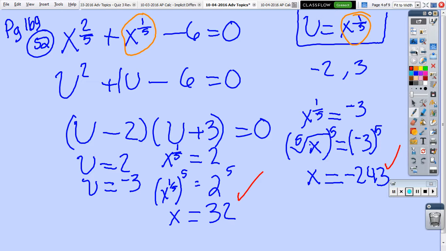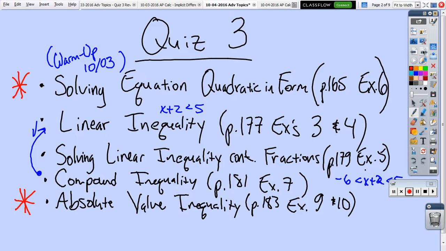That was 52. Do you guys want to look at one more of these, or do you want to look at something else, the quiz, that is these topics here? So we looked at 2 of these: solving equations that are quadratic in form, linear inequalities, solving linear inequalities containing fractions, compound inequality. We just did 2 of those, solving equations that are quadratic in form. The biggest thing I can tell you is just treat them like quadratics. It's up to you whether you want to use substitution. If you do, it'll give you a perfect looking quadratic. Do the long AC method if you have to, or tic-tac-toe if you have to.